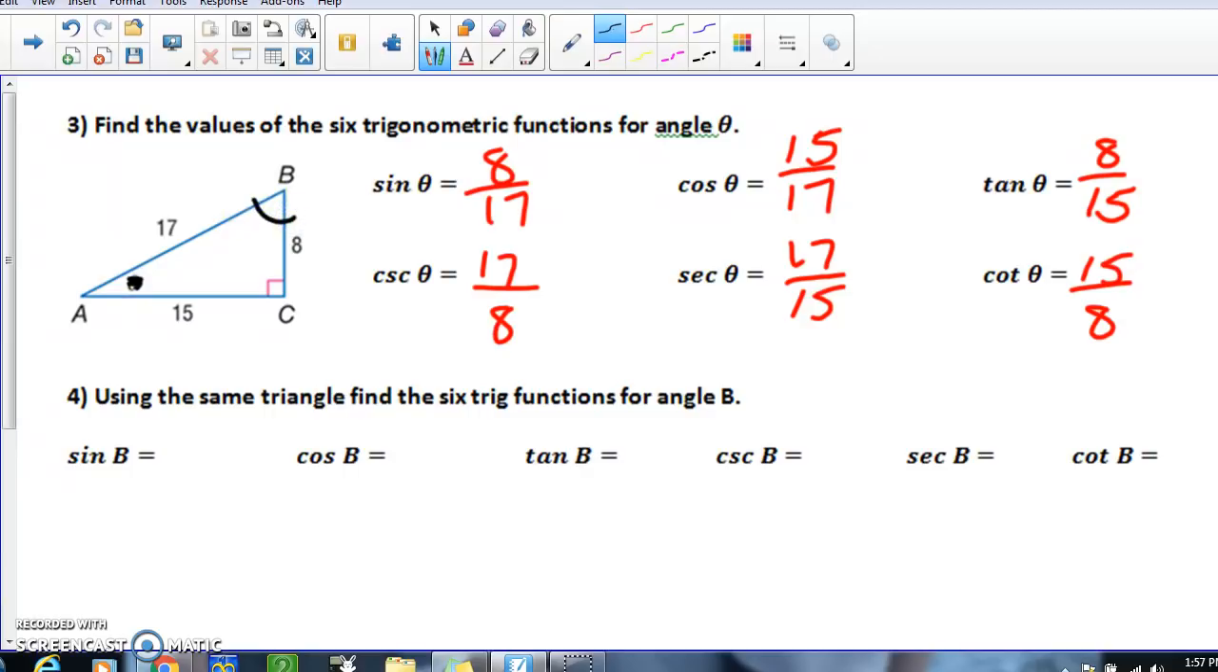So I want to use the exact same triangle, but I want to list the ratios in terms of angle B. That changes the game, because now 15 is my opposite. 17 is still my hypotenuse. That's the only thing that will remain consistent. And 8 is my adjacent. So again, pause the video, take a second, and fill out those ratios for angle B, the same triangle, but in relation to angle B as opposed to angle A.